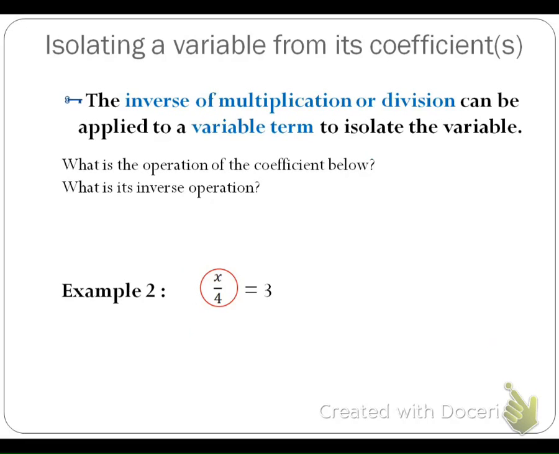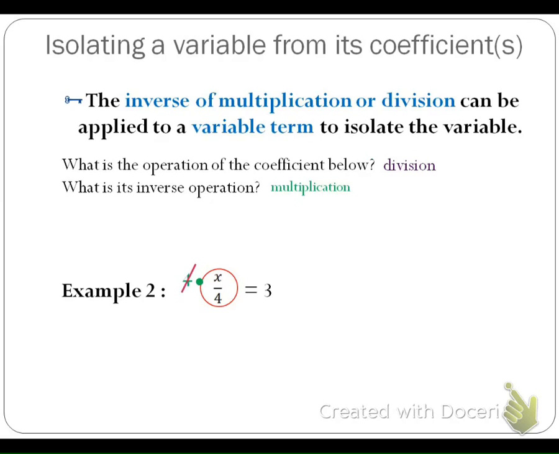So look at example 2. What is the operation of this coefficient? Well, the coefficient is 4 and it's under our variable. So the operation is division, because whenever you have a fraction bar, the number underneath is just saying it's being divided: x divided by 4. The inverse of division then is multiplication. So what you will do is multiply that x over 4 by 4.